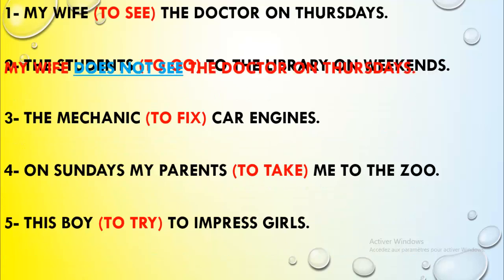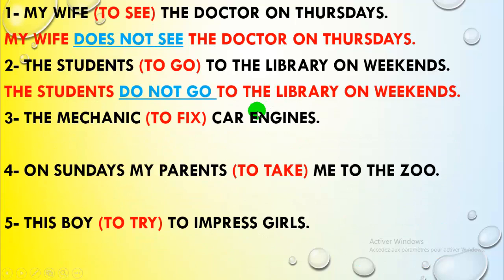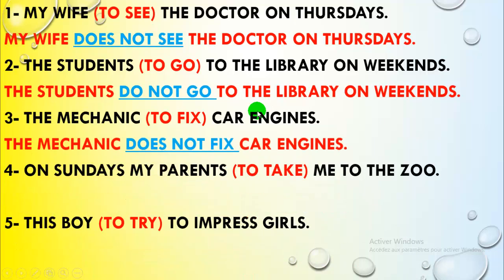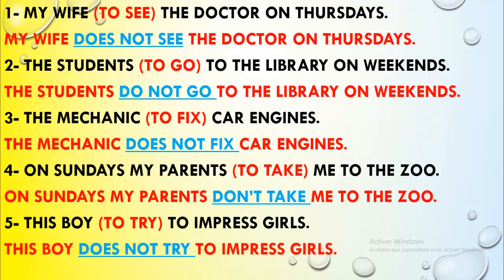My wife does not see. See is an ordinary verb, a main verb, so we need does not. The students do not go. The mechanic does not fix. My parents do not take, or don't take. This boy does not try, or doesn't try. So this is how we form the negative form of ordinary verbs in English.